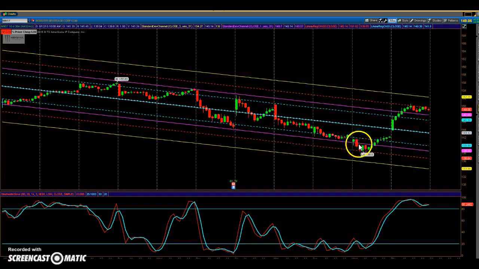We've seen right here, once it broke this outer channel right here, it shot back quickly. So I'm expecting something like that to happen with Monster here. I'm expecting it to go right back down to around 142, which is a 7-point difference.